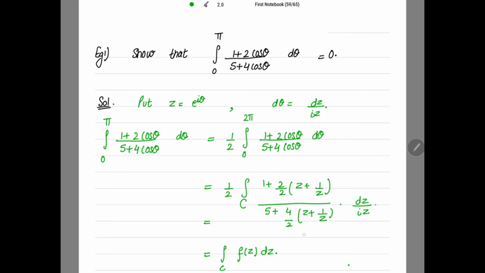That function is f of z. Take the whole of this as f of z dz integration, where f of z will be equal to, if you solve, 1 over 2 iota times (z square plus z plus 1) over z into (2z square plus 5z plus 2). When you solve this, you will get your f of z as this.